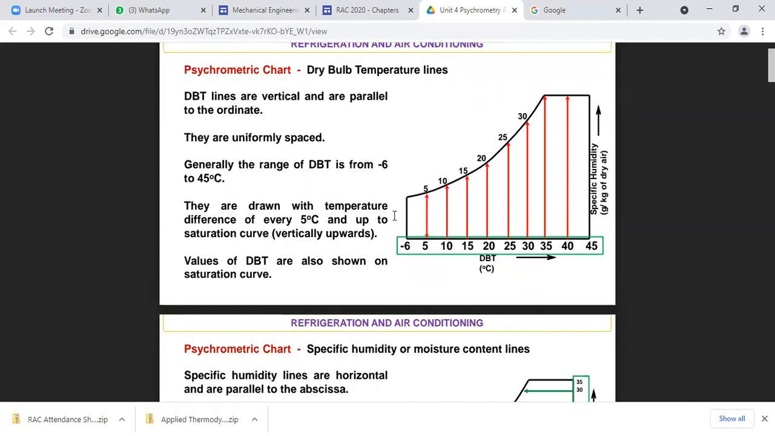The value of the dry bulb temperature is also shown on the saturation curve. The basic term dry bulb temperature is the true temperature of moist air at rest, measured by an ordinary thermometer. For writing purposes, it is written as TDB or TD.